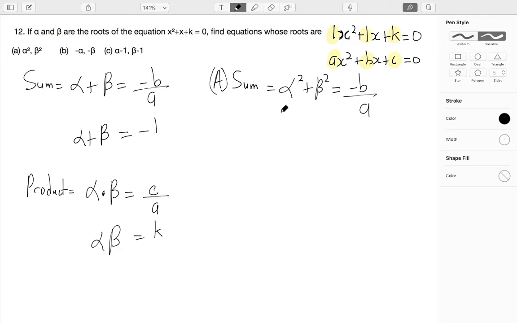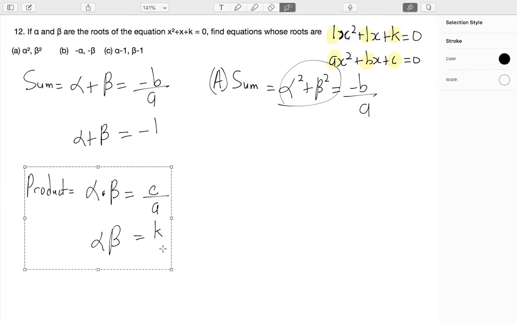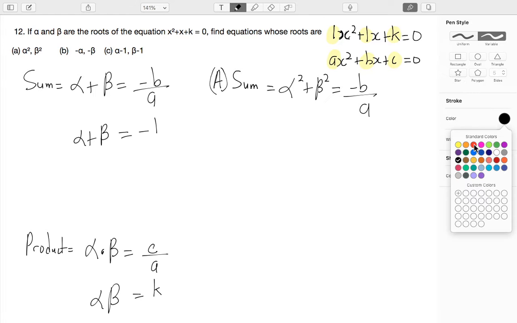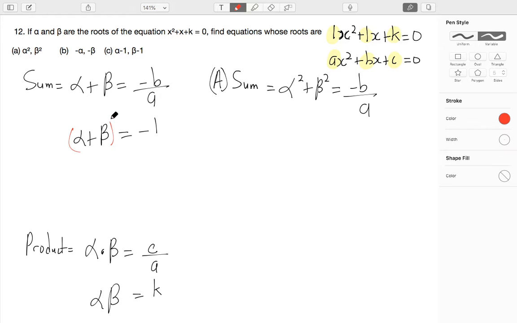So let's see. Can we find any alpha squared plus beta squared here? Doesn't look like it. But actually, we can modify that first thing a little bit to get out an alpha squared plus beta squared. How do we do it? I'll show you how we do it now. Let me use a different color. Use red. We can square this thing. So we square both sides of the equation.